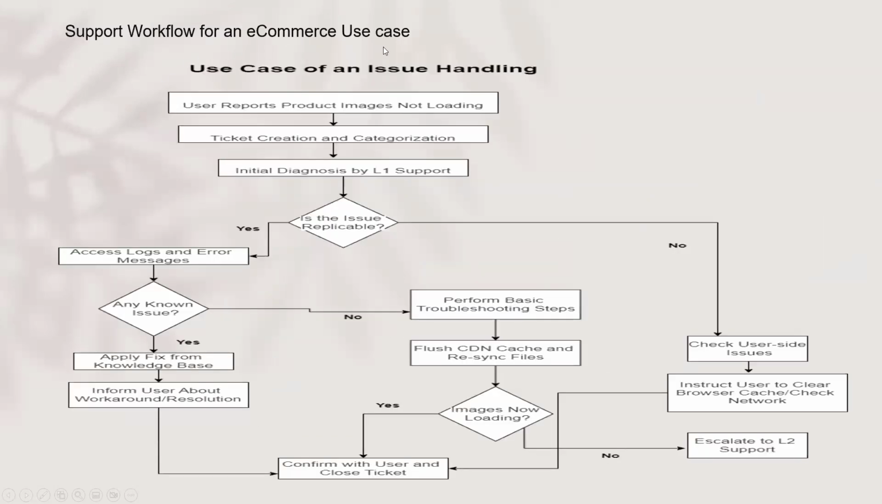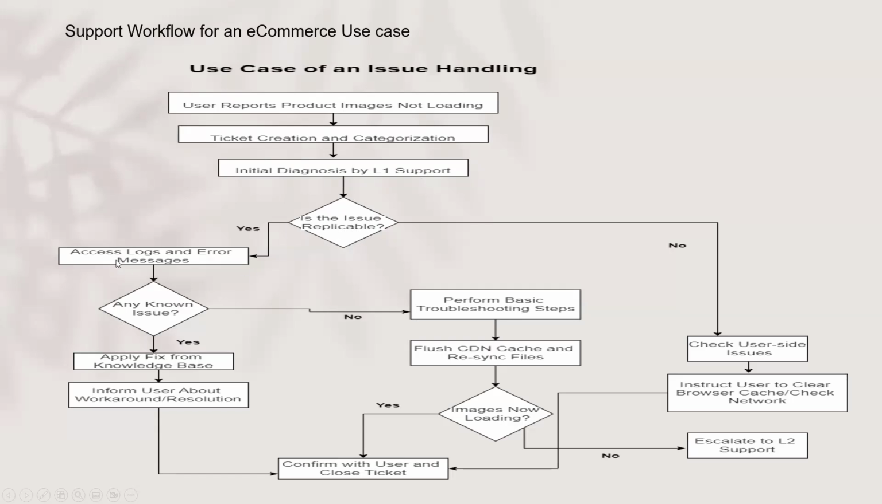Support workflow for an e-commerce use case. Here I'm taking an example of a minor issue. Use case of an issue handling: user reports product images not loading. So this is a real-time example. Ticket creation and categorization happens, and then initial diagnosis by L1 support happens. And then, is the issue replicable?